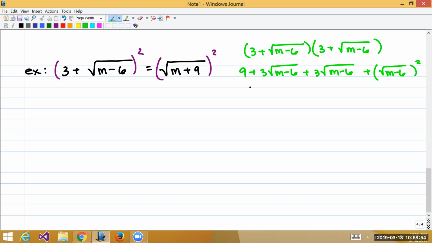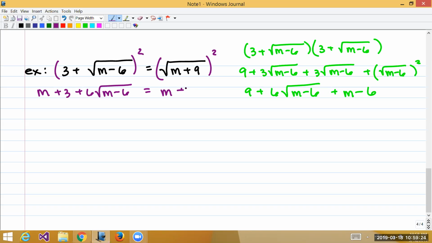So if we simplify this, that gives us 9 plus 6 times the square root of m minus 6, and here we're squaring a square root, so it just cancels out, plus m minus 6. Simplified, let's go ahead and put that on this side. That will leave us with m, 9 minus 6 is 3, plus 3, plus 6 times the square root of m minus 6 equals, and on this side, we're just left with m plus 9.